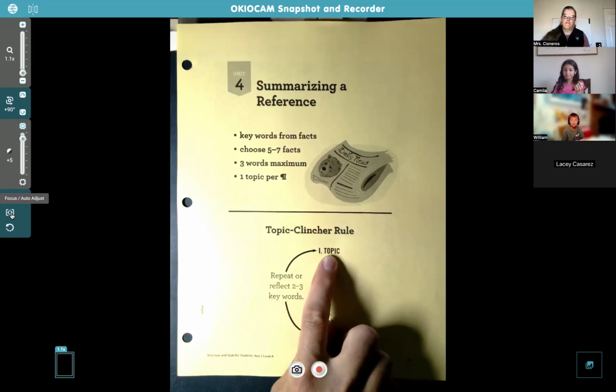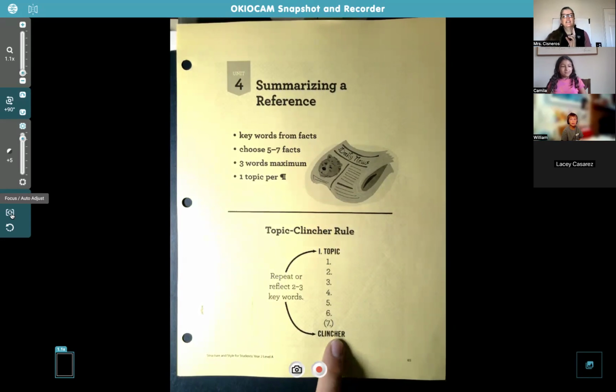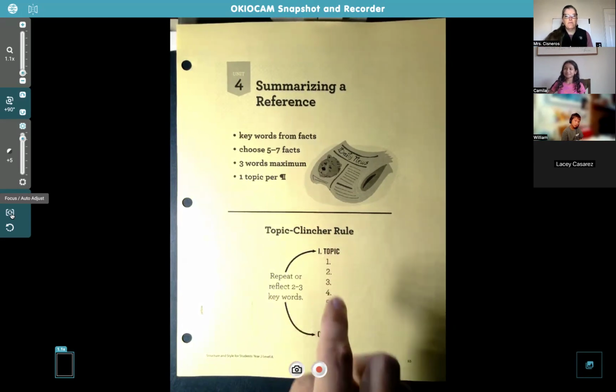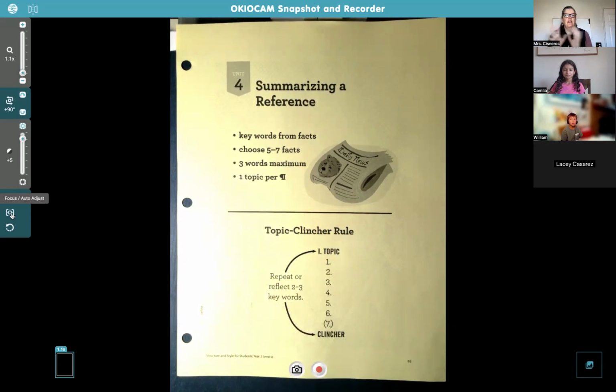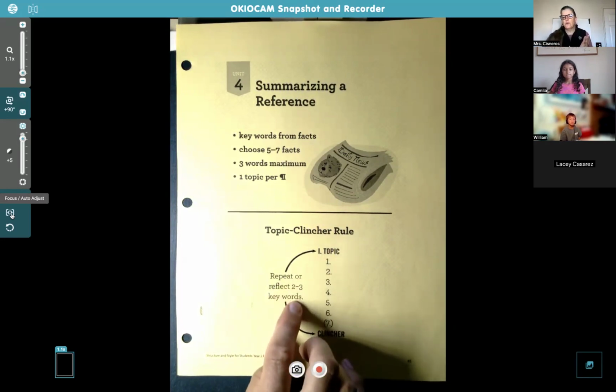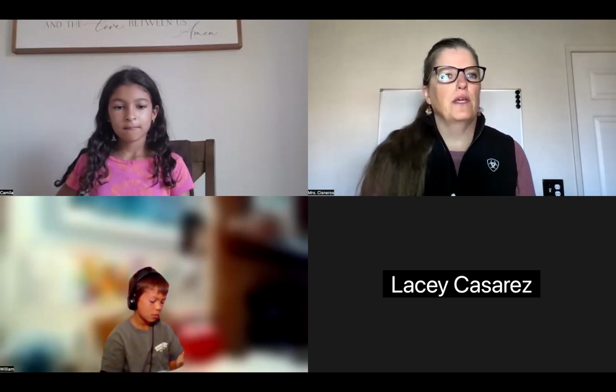Okay, so this is important. The topic sentence is that first sentence of your paragraph, okay? The very first sentence. The clincher sentence is the very last sentence of your paragraph, and they must have words that match, either repeat or reflect. Remember, repeating means the same word, the exact same word. Reflecting means it could be like a synonym. It's almost the same word, but it's not exactly the same word. Okay, that's what that means. And two or three of them are going to repeat or reflect. So let me show you an example paper really quick.